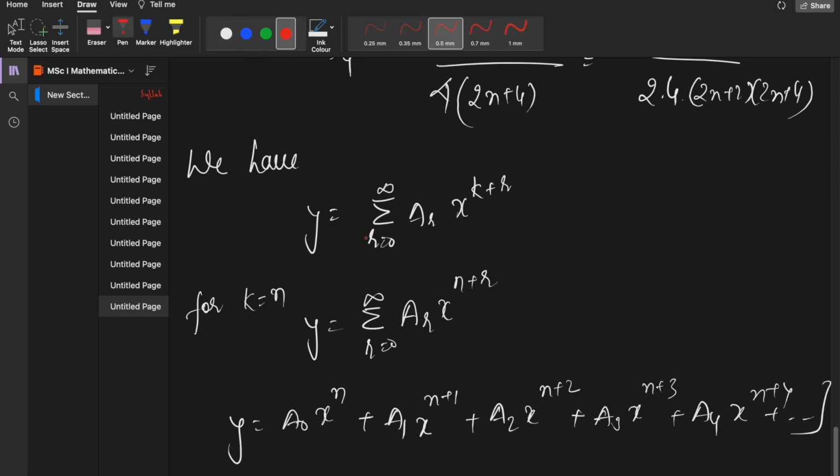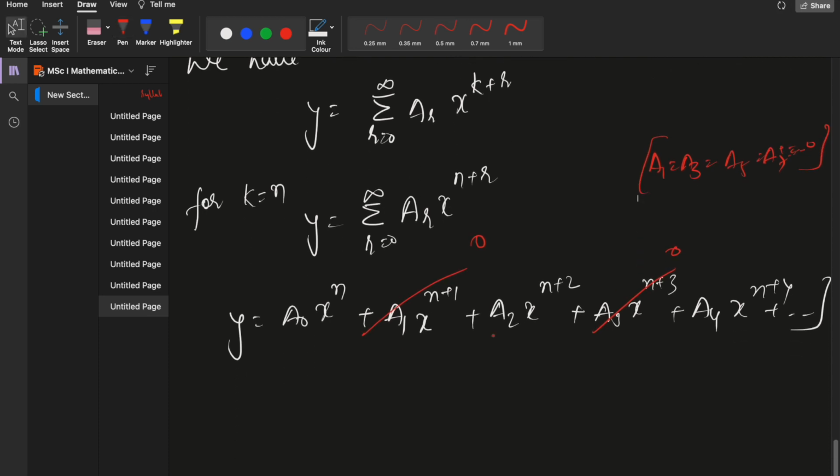I know a1, a3, and a5 are going to be 0. So I just remove these. Why? Because I know a1 equals a3 equals a5 equals a7, and so on, all these values are 0. So I just remove them from here.